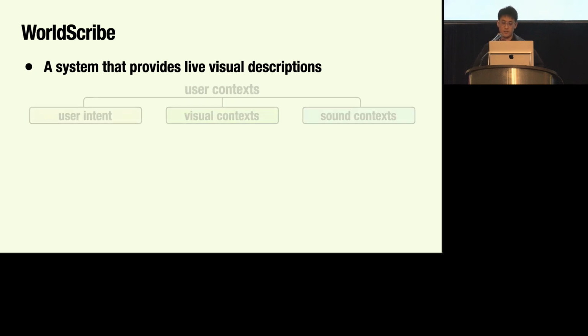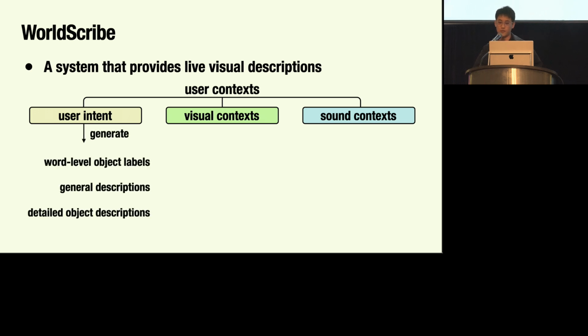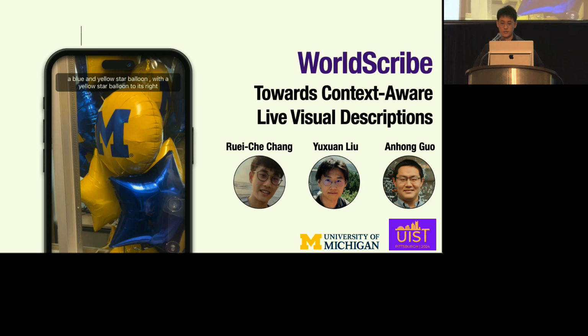So in conclusion, we present WorldScribe, a system that provides live visual descriptions based on users' context. It considers users' intent to generate relevant visual descriptions. It draws from visual context to prioritize descriptions. It also considers sound context to make descriptions easier to hear. Thanks for your attention, and I'm open to questions.